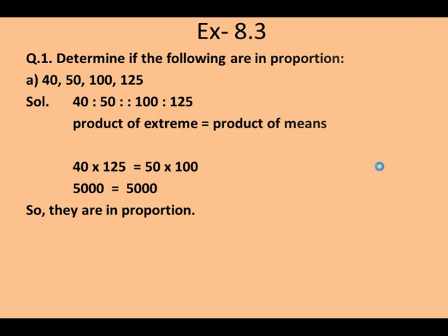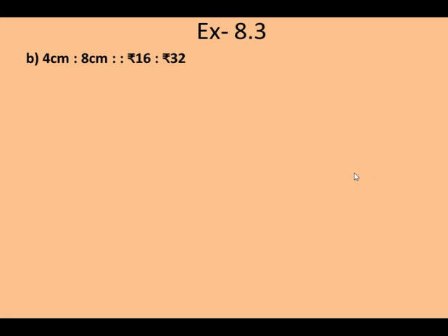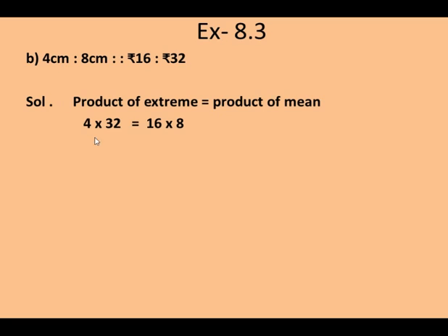Next we are having B part. So 4 cm : 8 cm proportion, rupees 16 : rupees 32. We have been given centimeter and rupees in proportion. So let us see if they are equal or not. So product of extremes should be equal to product of means. So we are having 4 into 32 equal to 16 into 8. So we have got equal values on both the sides. So we can say they are in proportion.